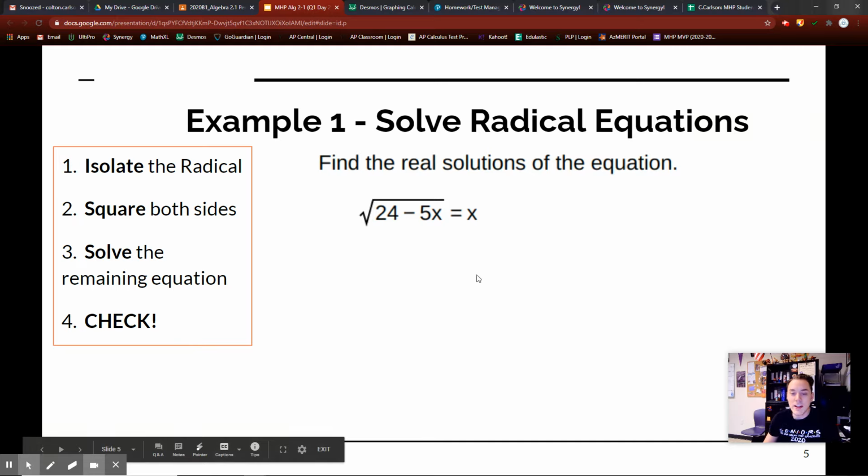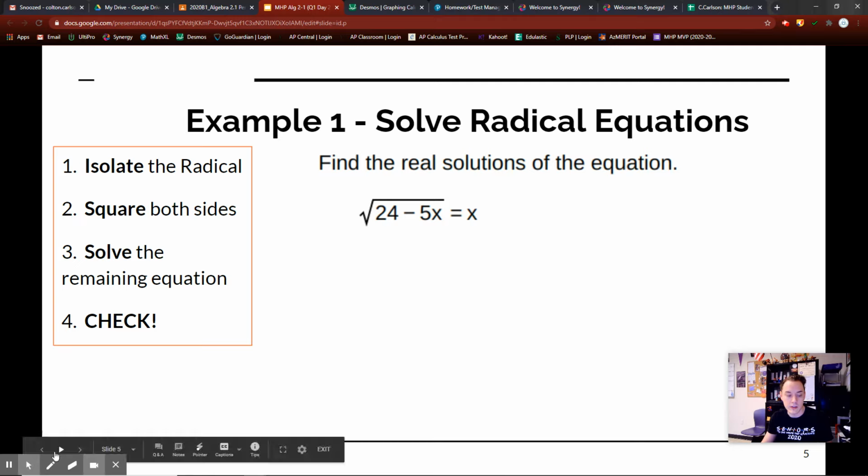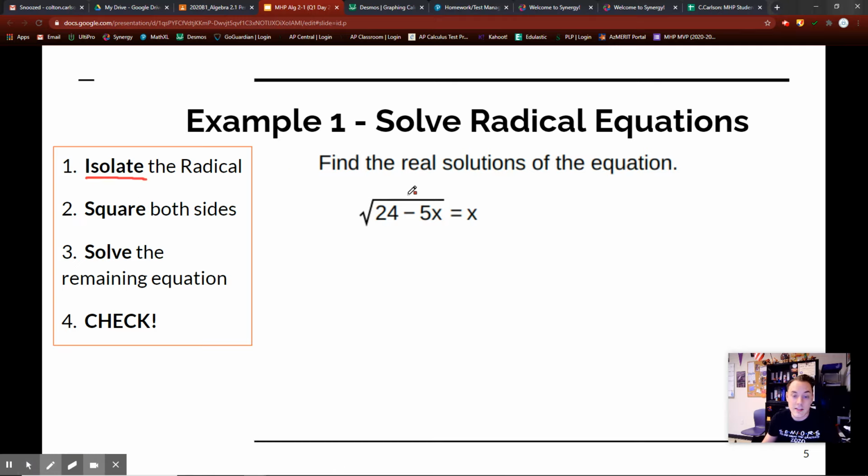Very simple. Find the real solutions of the equation. They say real because we don't want imaginary solutions; we want the real solution. So how do I go about solving this? Well, first of all, is it isolated? Is this radical part completely by itself on one side of the equation? Yes, it is. It is radical 24 minus 5x all underneath the radical, on one side, where everything else, this x, is on the other side.